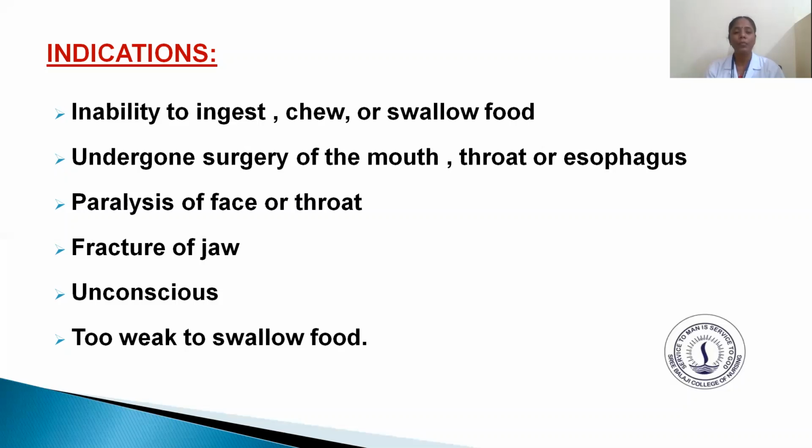Next, too weak to swallow the food, for example cleft lip, cleft palate. Those types of patients you can administer NG tube feeding during any illness or hospital admission. So far we discussed the indications of nasogastric tube feeding. Once again: inability to ingest, chew or swallow the food, surgery of mouth, throat, esophagus, paralysis of face or throat, fracture of jaw, unconscious, too weak to swallow the food. This is very important when you are applying the NG tube to the patient.